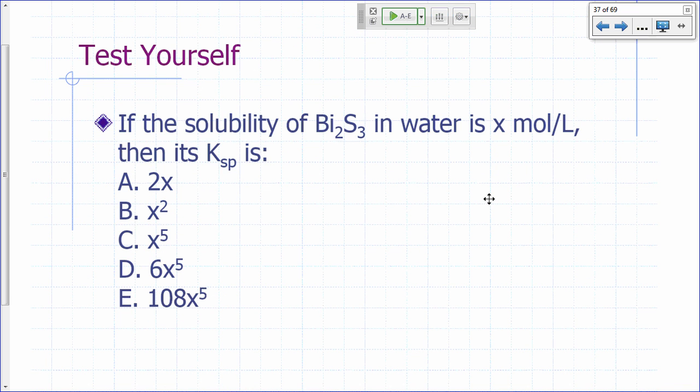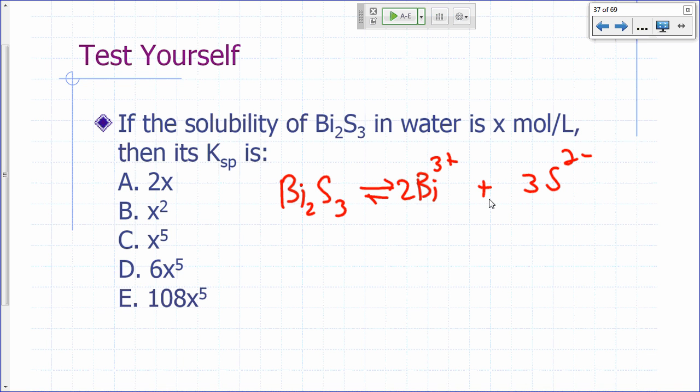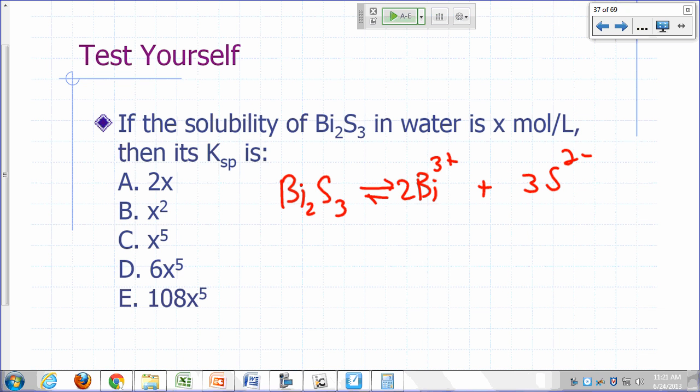If the solubility of bismuth sulfide in water is X, what is its Ksp? Okay, recall what was the dissolution reaction? Gives you 2 bismuth ions plus 3 sulfide ions. So if the solubility means it's saturated, you've added enough so that it's saturated, right? Then that would be the concentration. What would be the Ksp? Let's try to figure it out.